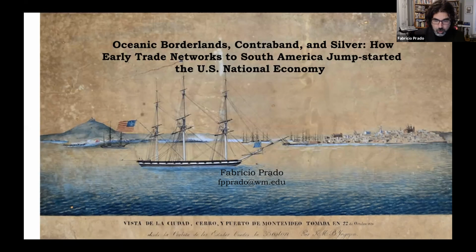So this project that I'm working on is part of our larger project, which is Inter-American Connections. It's trying to understand the significance of networks connecting North and South America to the development of global trade, and specifically for state formation in the United States and the process of independence in South America.